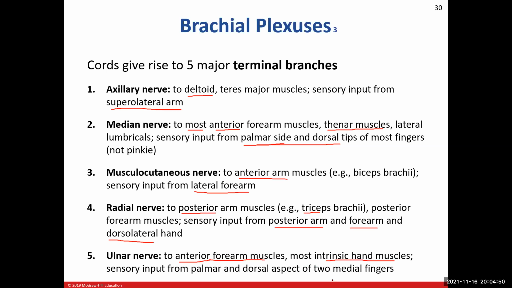Okay, sensory input is going to be on the palmar side and the dorsal portion of those last two fingers that I mentioned. Remember, we were talking about the median nerve, how the median nerve gets sensory input for the first, second, third, and half of your fourth digit, but not the pinky. Well, the ulnar nerve picks up what the median nerve does not. So it is going to get sensory input also from the palmar side and the dorsal aspect, all right, of those fingertips for your pinky and the other half of your fourth digit, which is the ring finger.